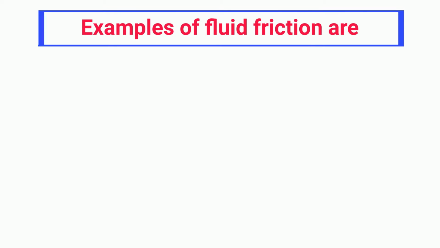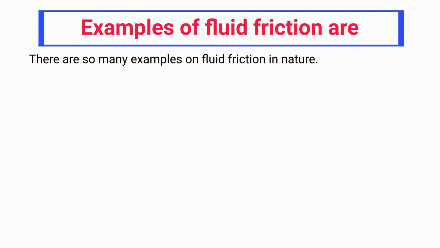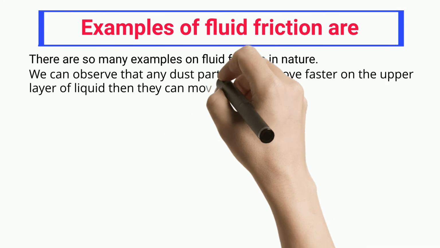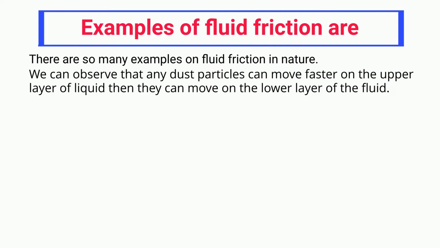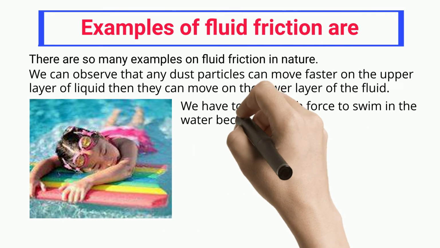Examples of fluid friction: there are so many examples of fluid friction in nature. We can observe that dust particles can move faster on the upper layer of a liquid than they can on the lower layer of the fluid. We have to apply much force to swim in water because friction is there.